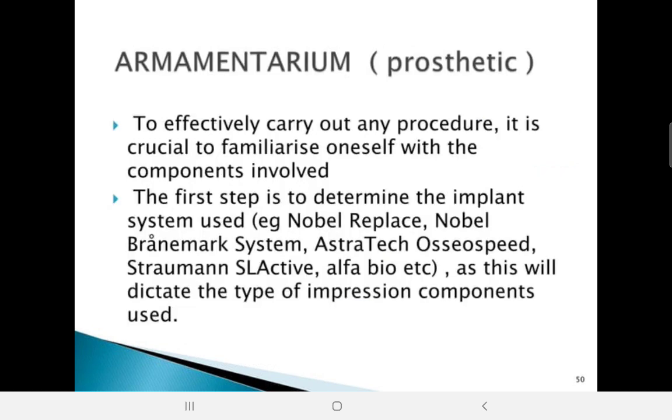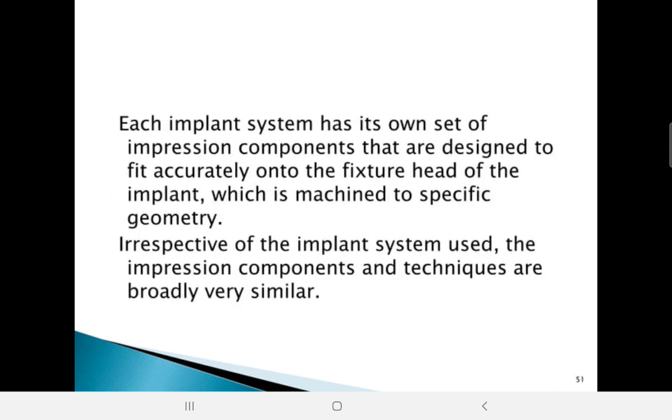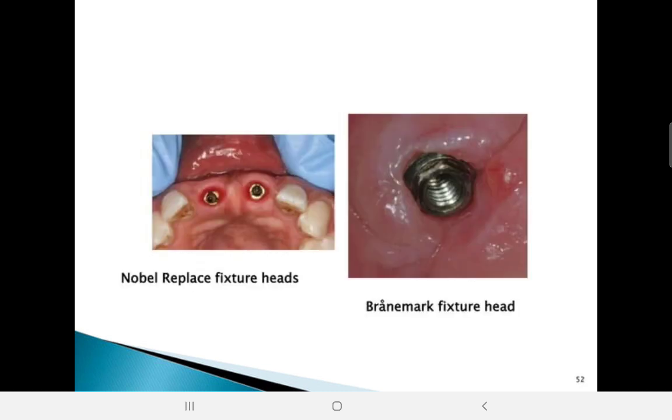Now coming to the prosthetic armamentarium. To effectively carry out any procedure, it is crucial to familiarize oneself with the components involved. The first step is to determine the implant system that you are using, because this will dictate the type of impression component that you are going to use. Each implant system has its own set of impression components that are designed to fit accurately onto the fixture head of the implant, which is machined to specific geometry. So irrespective of the implant system used, the impression components and techniques are broadly very much similar. This is how a Nobel fixture head looks like, and this is how a Brånemark fixture head looks like.